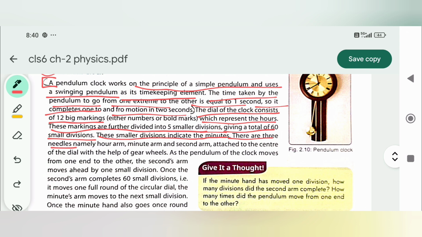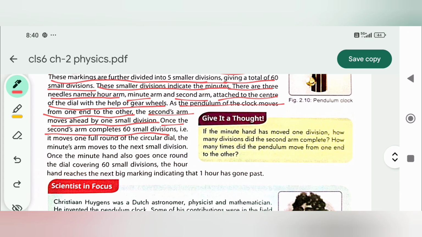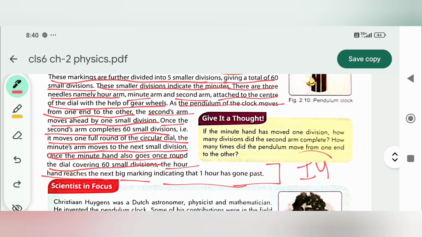There are 3 needles, namely the hour arm, minute arm and second arm, attached to the center of the dial with the help of a gear wheel. As the pendulum of the clock moves from one end to another, the second arm moves ahead by a small division. Once the second arm completes 60 small divisions, that is, it moves one full round of the circular dial, the minute arm moves to the next small division. Once the minute hand also goes once round the dial covering 60 small divisions, the hour hand reaches the next big marking, indicating that 1 hour has gone past. So this is answer number ICA 4.